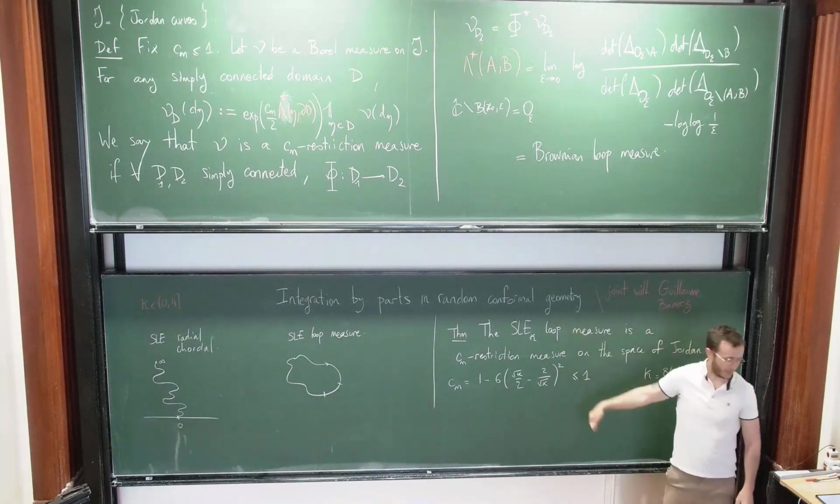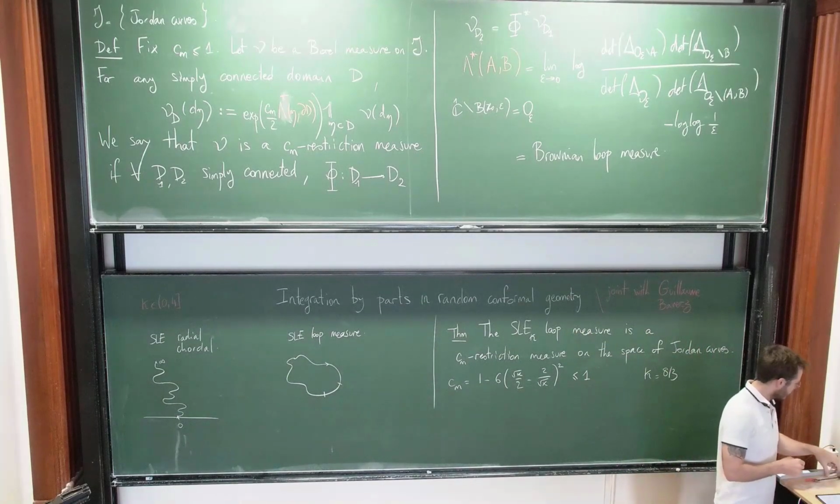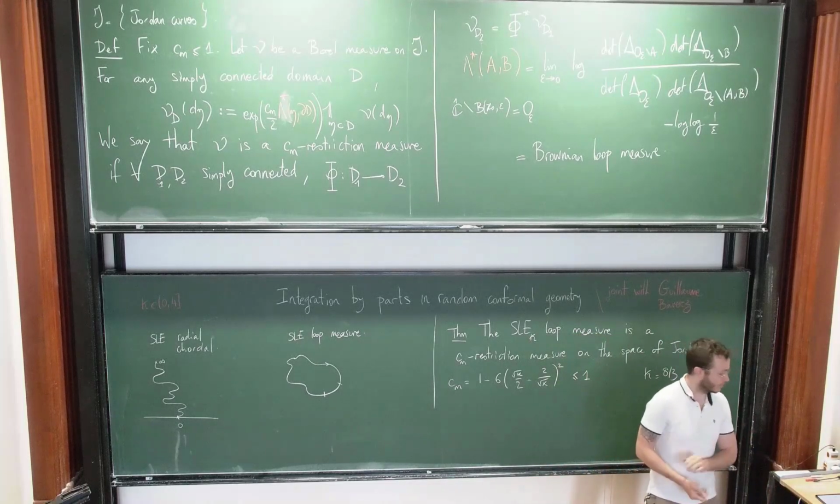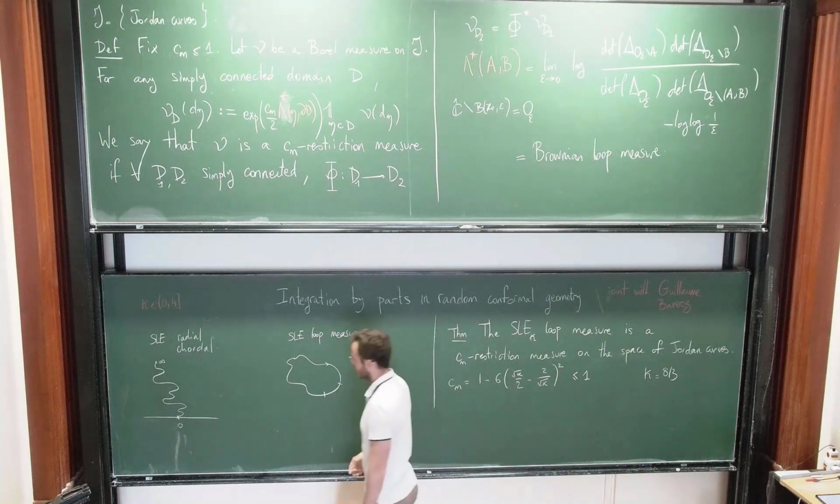Which explains basically what this result is saying here. And the conjecture is that for each value of Cm, there is a unique such measure.